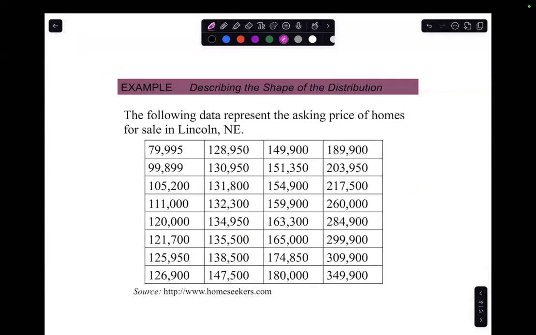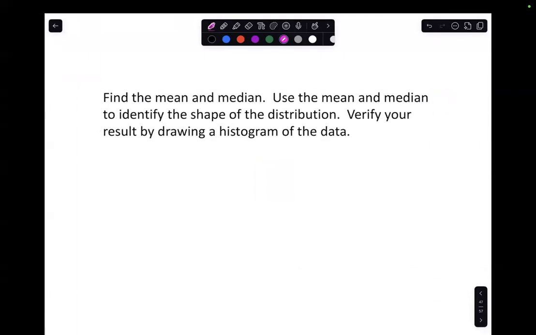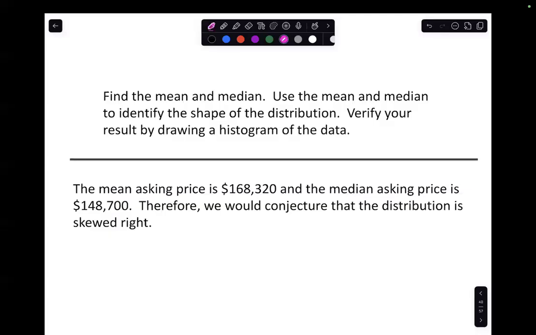Now we're going to look at the shape of the distribution based on our mean and our median. This is the home prices in Lincoln, Nebraska. I put them smallest to largest, but it doesn't matter because we're not going to calculate them ourselves. Nobody wants to type all those into their calculator. Definitely not me. We're going to find the mean and the median, and talk about the shape of our distribution. So our mean asking price is 168,320.